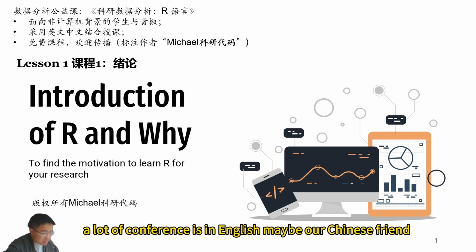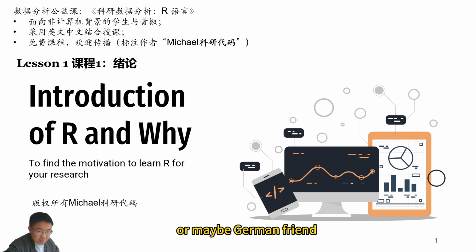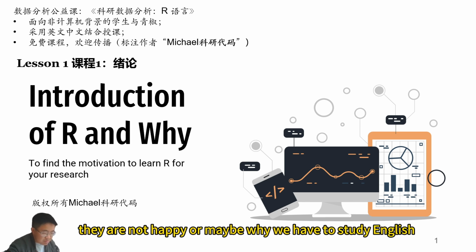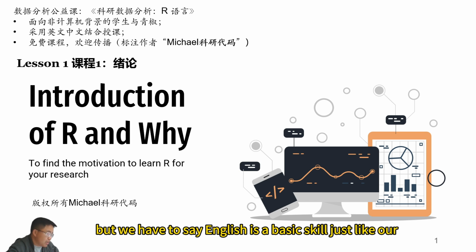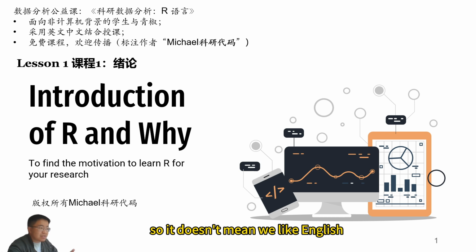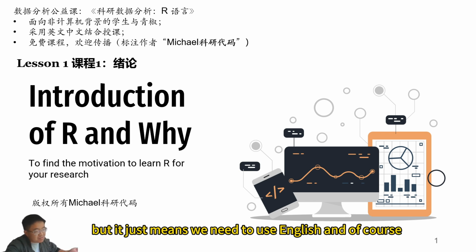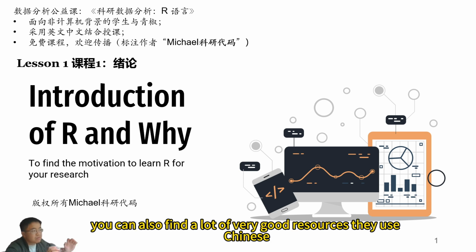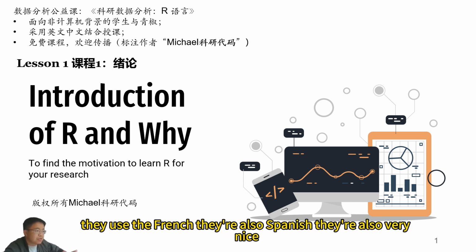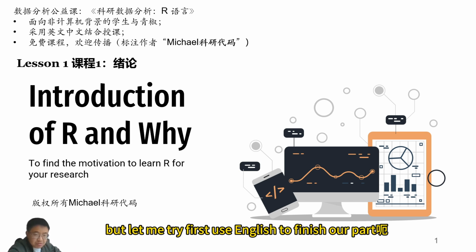Maybe our Chinese friends, or French friends, or German friends, are not happy and ask why we have to study English, but we have to say English is a basic skill, just like R. It doesn't mean we like English, it just means we need to use English. And of course, you can also find a lot of very good resources in Chinese, German, French, and Spanish. They are also very nice, but let me first try to use English to finish our part.